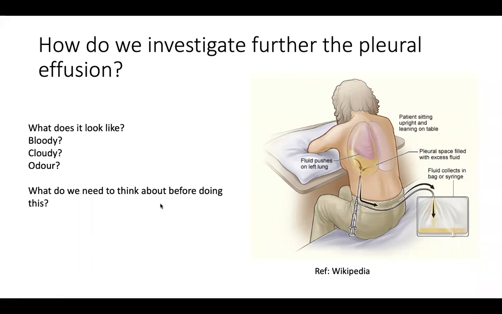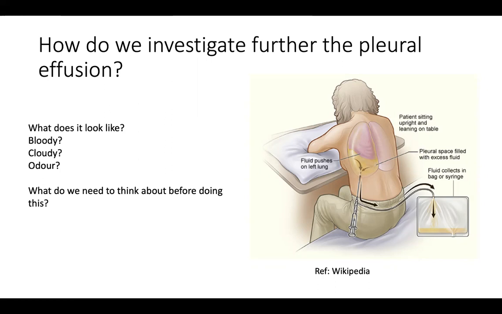And what do we need to think about before we do the thoracocentesis, and how do we do it? Two things to think about. Thoracocentesis should normally be ultrasound guided. That makes sense, because there's risk to doing it, and you're putting a needle right by the lungs. You don't want to cause a pneumothorax. The other thing to think about before you do this procedure is: is this patient on anticoagulation?